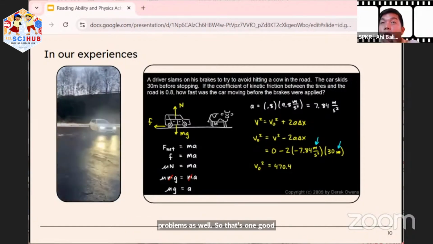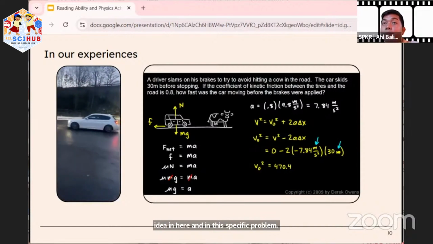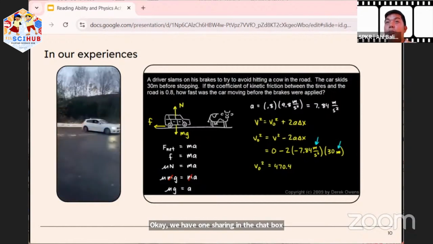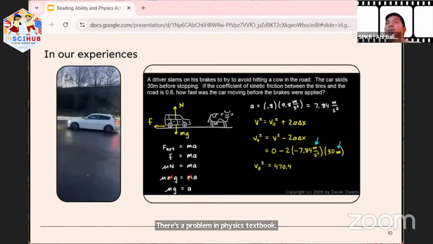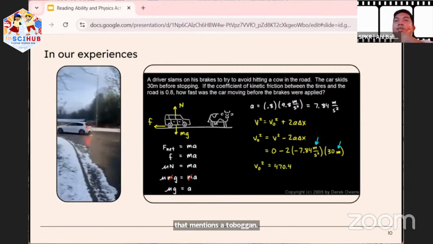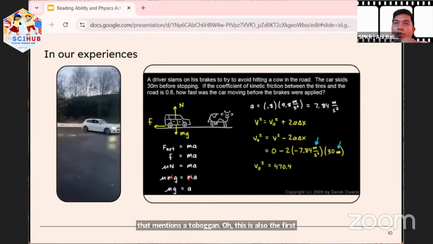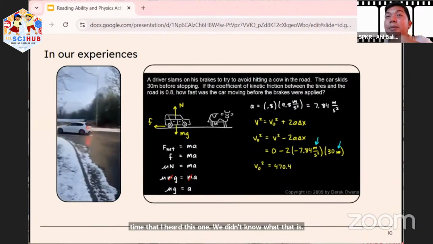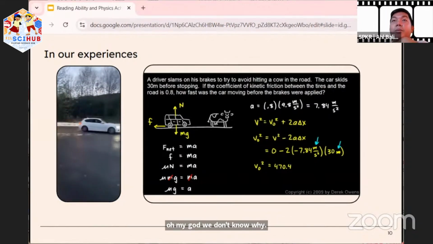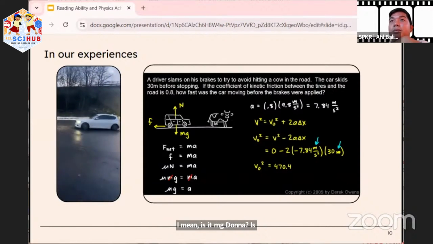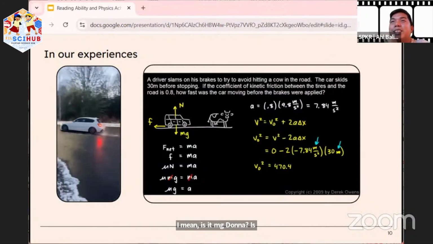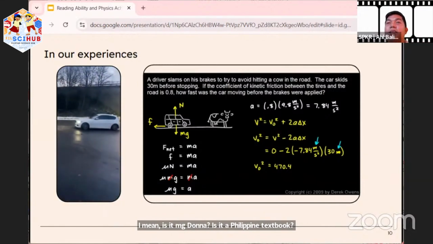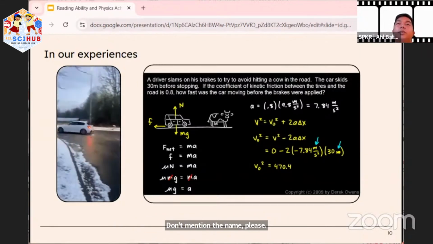Okay, we have one sharing in the chat box. There's a problem in a physics textbook that mentions a toboggan. Oh, this is also the first time that I heard this one, and we didn't know what that is. Oh my god, we don't know that one. Is it Ma'am Donna? Is it a Philippine textbook? Don't mention the name, please. Ah, no, it's not.